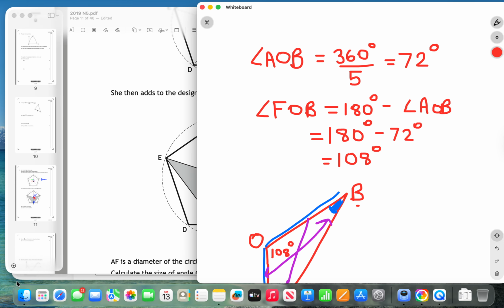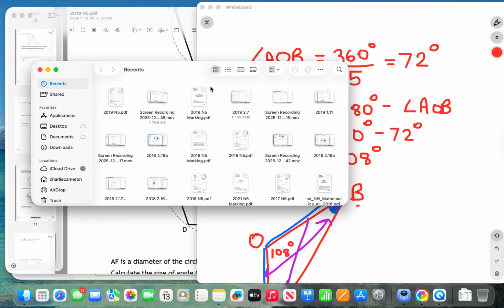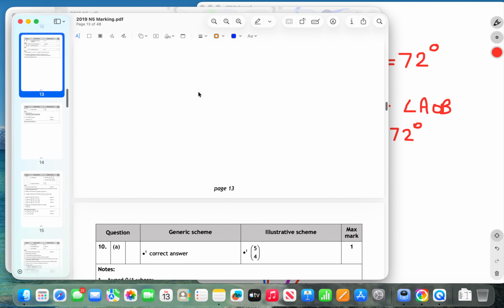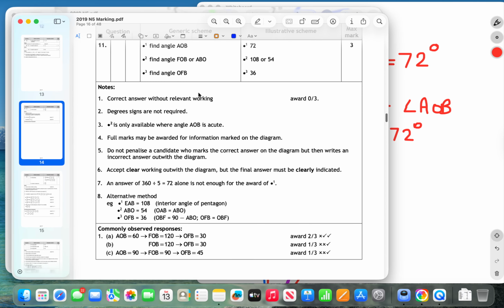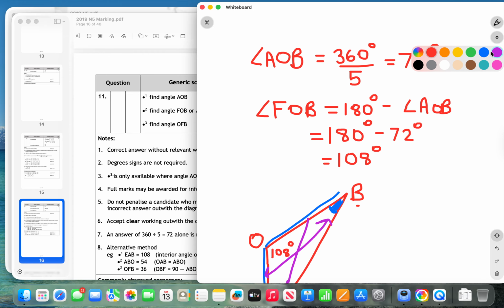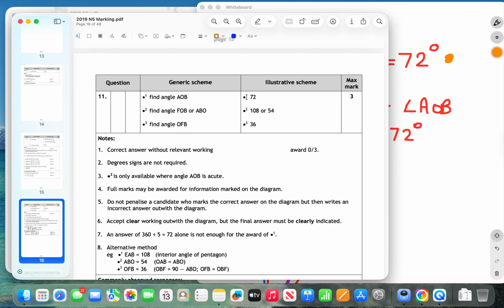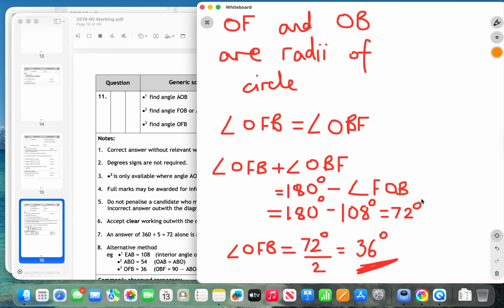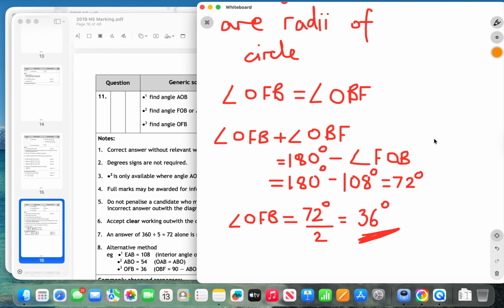Let's have a look at how the SQA would give out the marks to this question. Your first mark would be to find the angle AOB, 1 mark. The second would be to get the angle FOB of 108, and using that to find the angle of 36 would be the last mark.